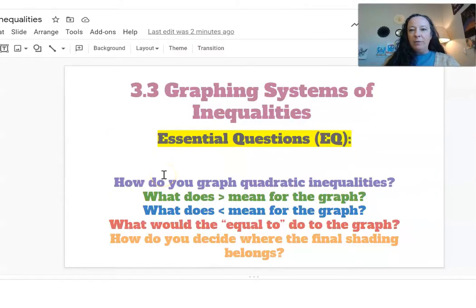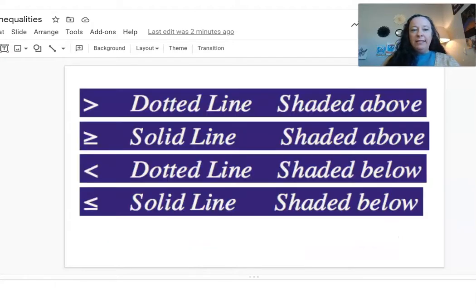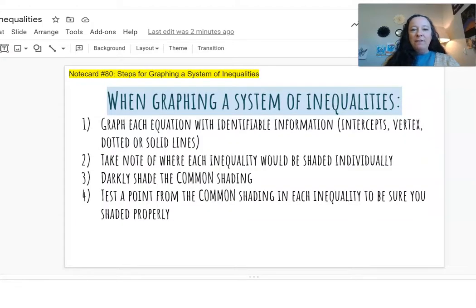All right, so section 3.3, essential questions. How do you graph quadratic inequalities? These first few are the same as last essential questions. But if we go down to the orange one, how do you decide where the final shading belongs? That's the kicker. This is that same little purple thing that I showed you in the last set of notes. But here's our first note card 80.